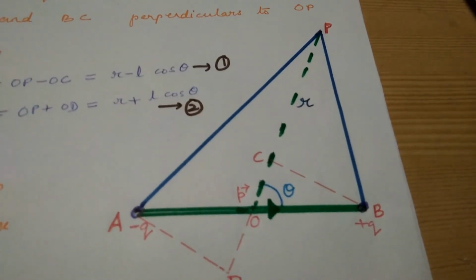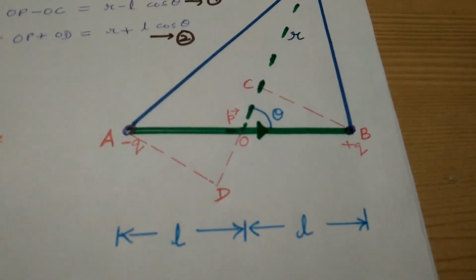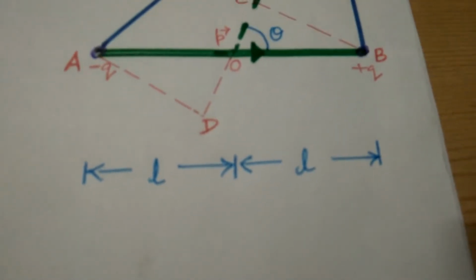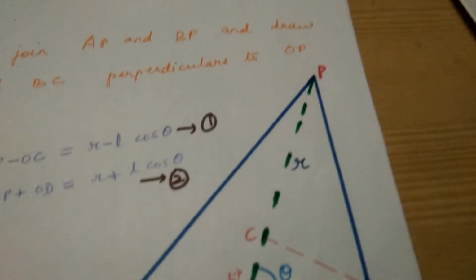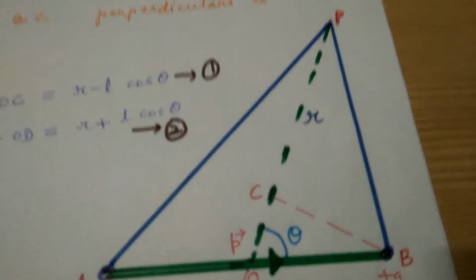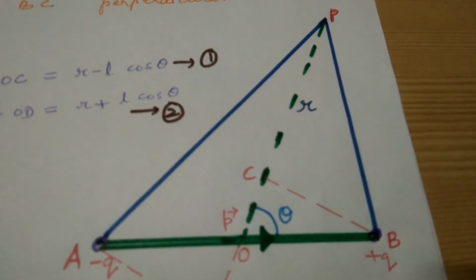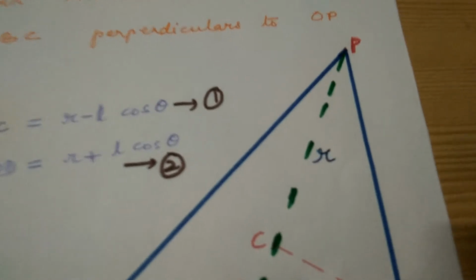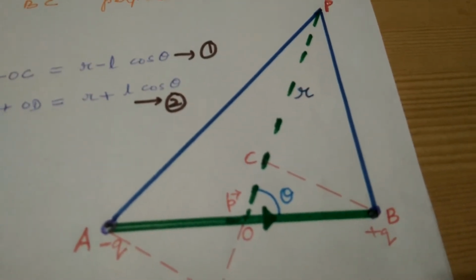AB is the dipole, minus q and plus q the charges, twice L is the length of the dipole, midpoint is O. We consider any point P, and this line OP makes an angle theta. So the polar coordinates are r, theta, because this point P is at a distance of r from O.